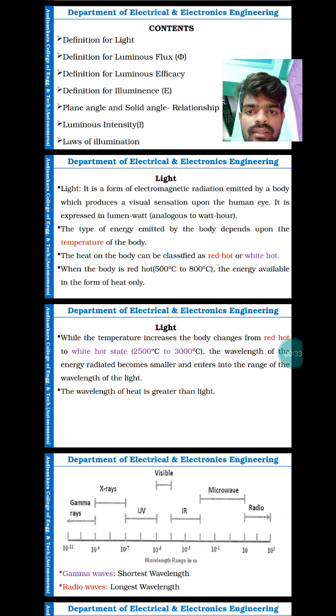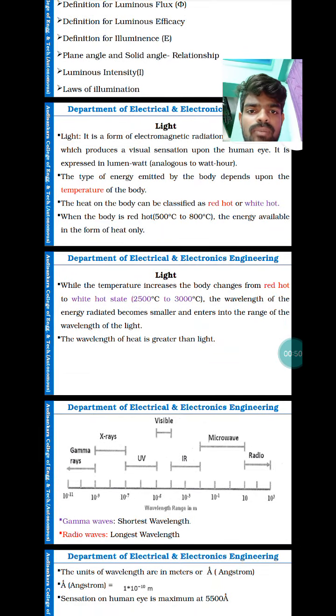First, light. Light is a form of electromagnetic radiation emitted by a body which produces a visual sensation upon the human eye. It is expressed in lumen watt or analog to watt hour. The type of energy emitted by the body depends upon the temperature of the body. The heat on the body can be classified as red hot or white hot.